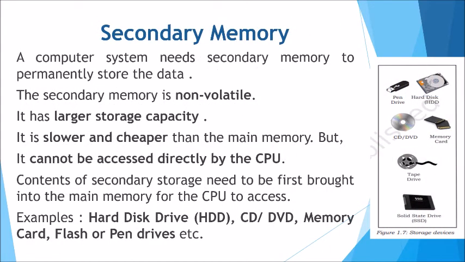Secondary memory. A computer system needs secondary memory to permanently store the data. The secondary memory is non-volatile. It has larger storage capacity. It is slower and cheaper than the main memory. It cannot be accessed directly by the CPU. Contents of secondary storage need to be first brought into the main memory for the CPU to access. Examples are hard disk drive, CD, DVD, memory card, flash or pen drives.